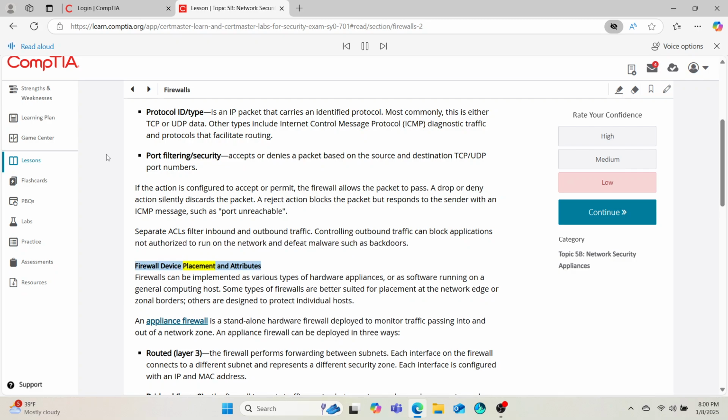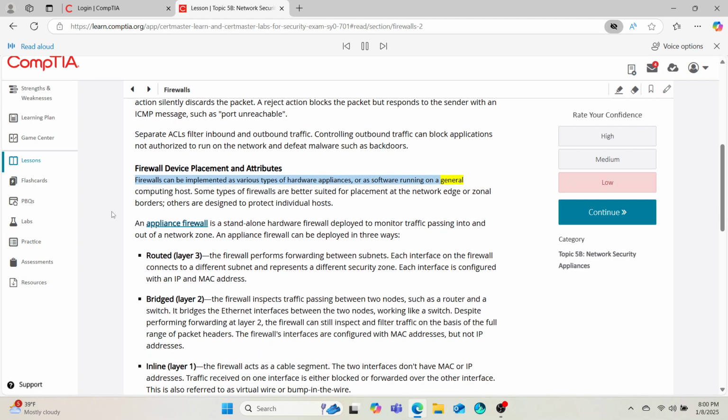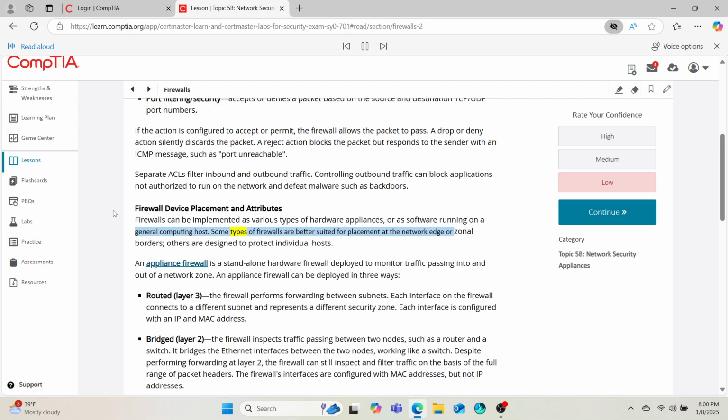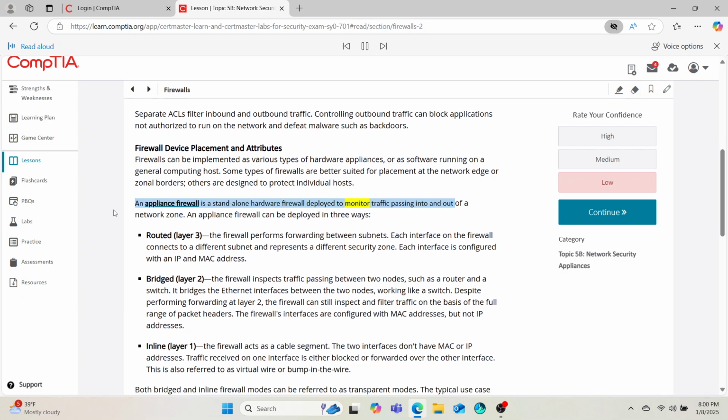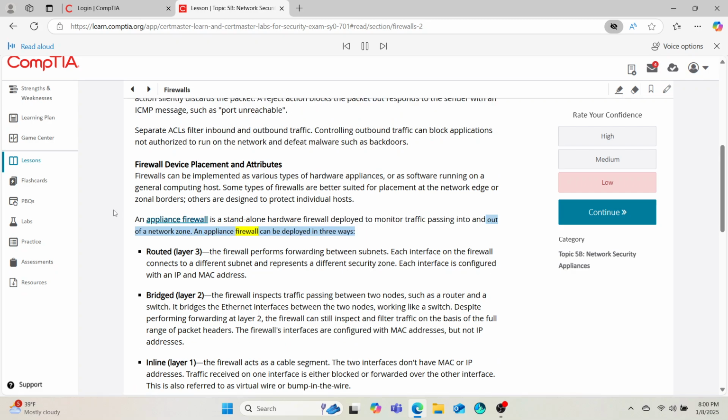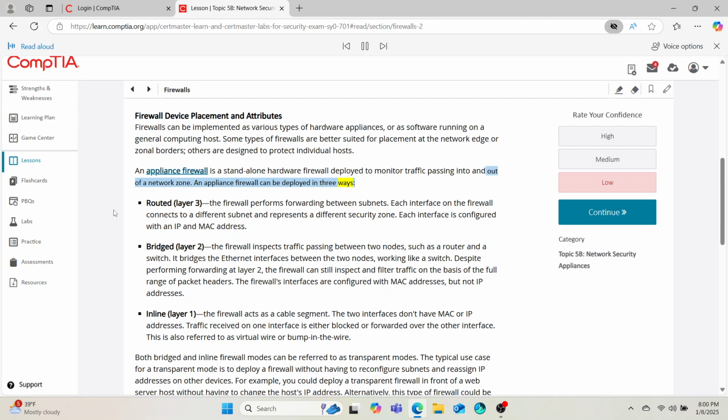Firewall device placement and attributes. Firewalls can be implemented as various types of hardware appliances or as software running on a general computing host. Some types of firewalls are better suited for placement at the network edge or zonal borders. Others are designed to protect individual hosts. An appliance firewall is a standalone hardware firewall deployed to monitor traffic passing into and out of a network zone. An appliance firewall can be deployed in 3 ways.